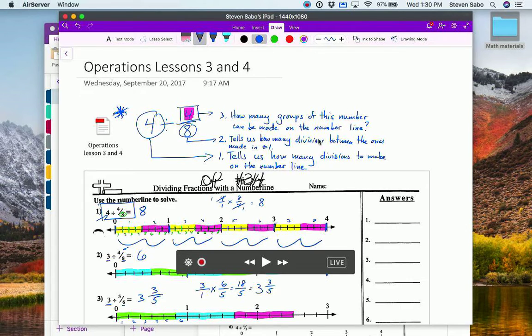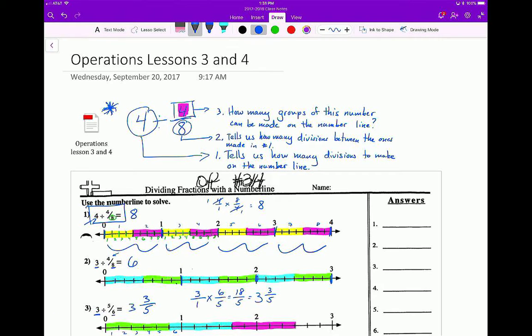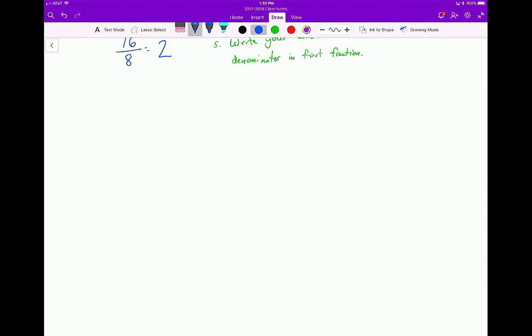Hello again, and for today's lesson, we are going to continue to talk about the division of fractions by another fraction. As we know, in the previous lesson, we had talked about taking the reciprocal of the second fraction and flipping it, and we follow a process which is called keep, change, flip.